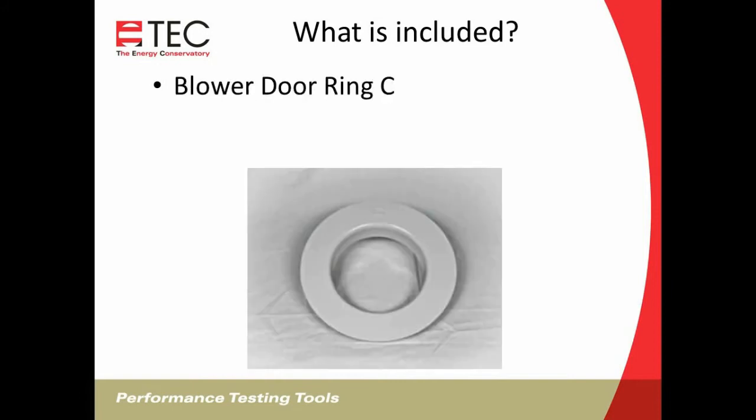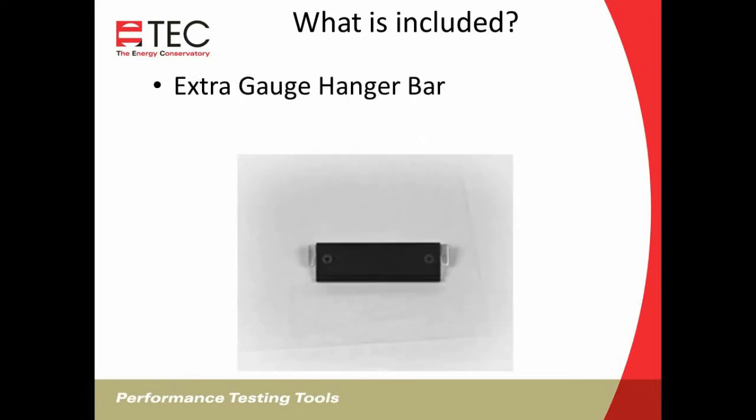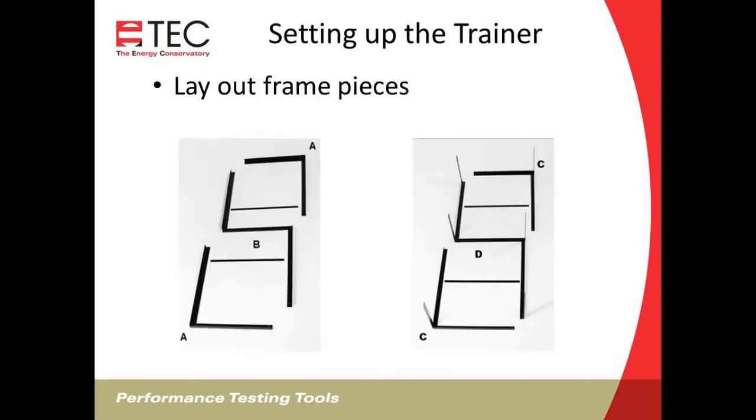blower door and duct blaster testing using the trainer. We include ring C for the blower door because some of the testing is at lower flows where you'll need ring C if you don't already have one. There's an extra gauge hanger bar so you can attach both your blower door and duct blaster controller and DG700 gauge to the frame during testing.